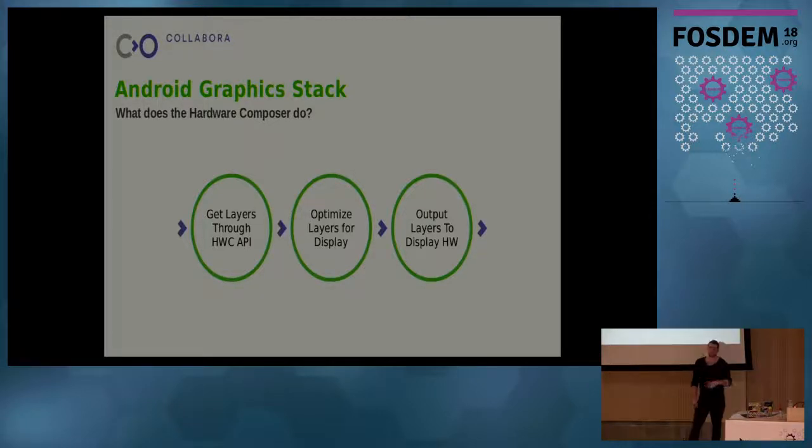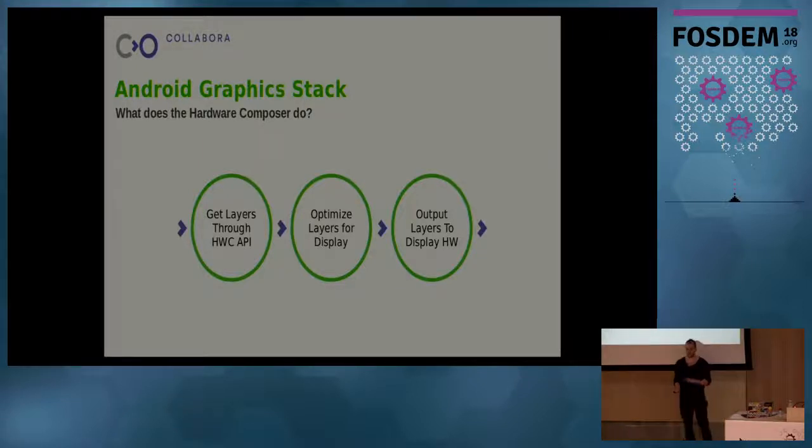So what happens when you have more than four surfaces? If we look at the background image, or the Android desktop image we were looking at, we listed three surfaces, but the icons weren't listed, so that's another one. And what if you get like an error message or something? Something pops up. That's five. That's more than the hardware can support. And this is where we get into optimizing layers for display. So now you have more layers than you actually can output, and you'll have to do something about it.